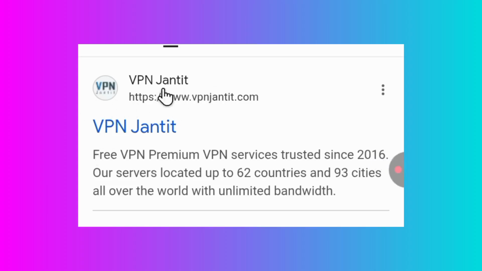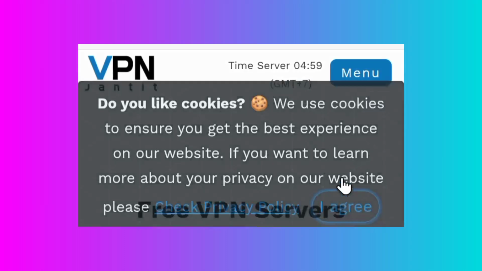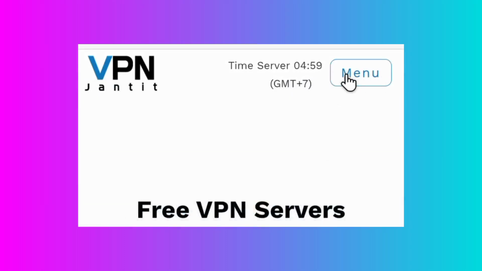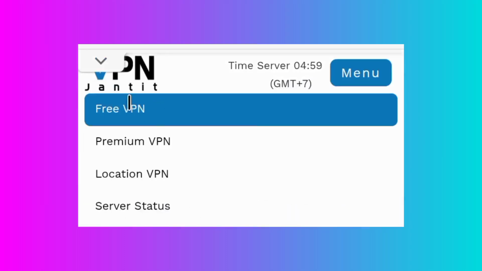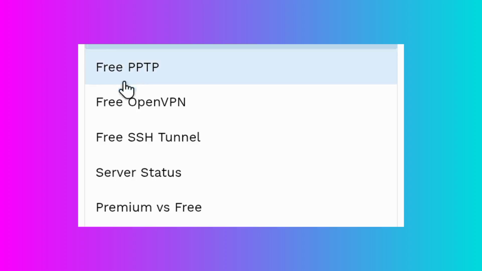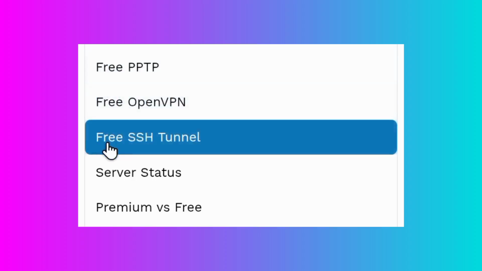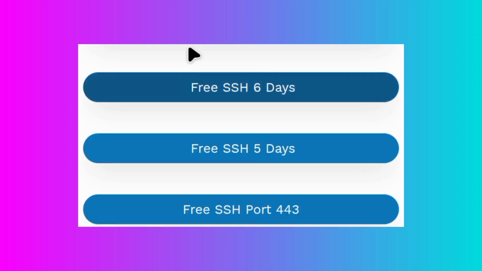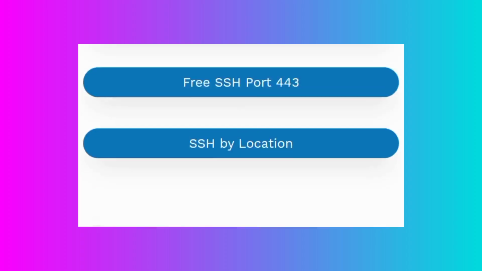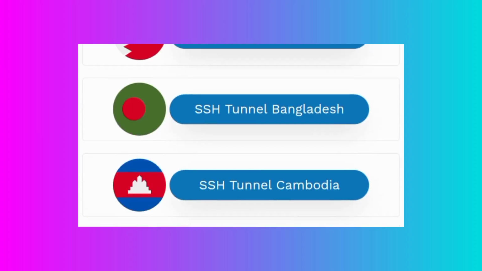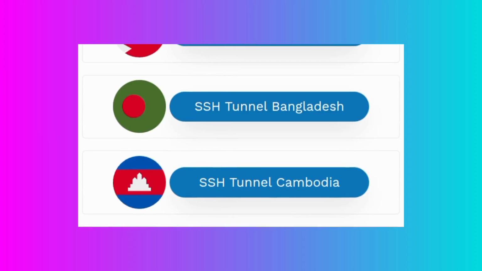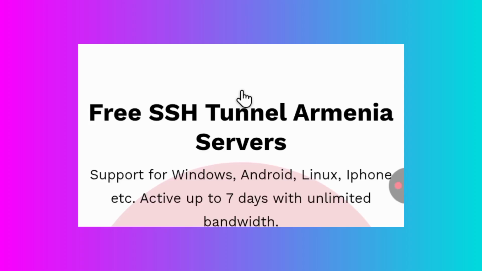So you will visit the site. From here you are required to tap on the menu button. From the menu you pick the free VPN option. From here you pick free SSH tunnel, and then you scroll down, and you'll be required to pick a server. From any of the presented locations you pick a server. Let's pick this one, any of the presented.